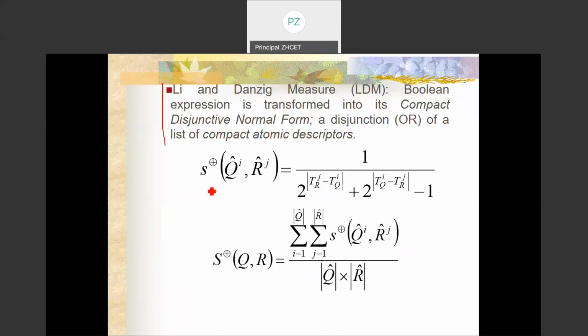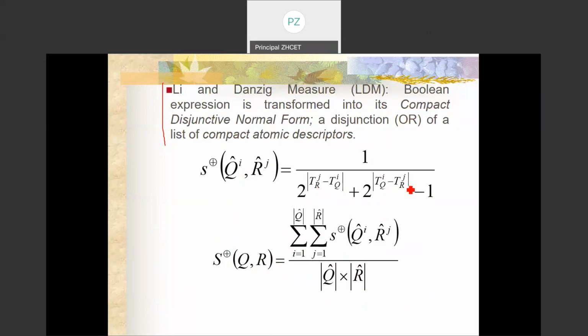Now, how does it work? It works on individual product terms, right? The ith product term of Q and the jth product term of R. And it says like this: 1 upon 2 to the power of the number of terms that are there in R but not there in Q, plus 2 to the power of the number of terms that are there in Q but not there in R. Set subtraction, we know A minus B, there are two sets. What does it mean? The number of terms that are there in A but not in B. That is what A minus B set subtraction is.